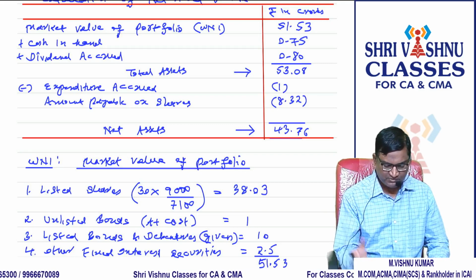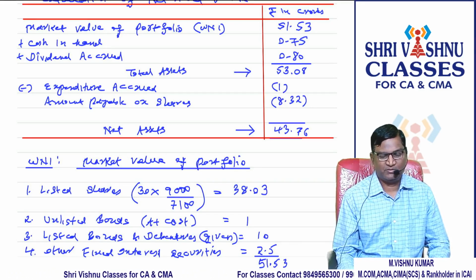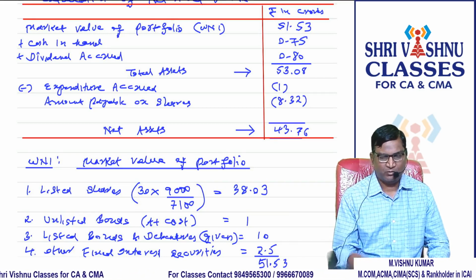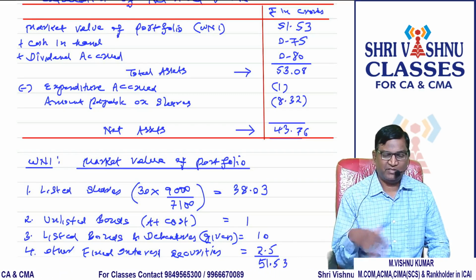Dividend accrued means dividend receivable by mutual fund company. Because the mutual fund company will invest, so they are likely to receive interest, dividend, etc.